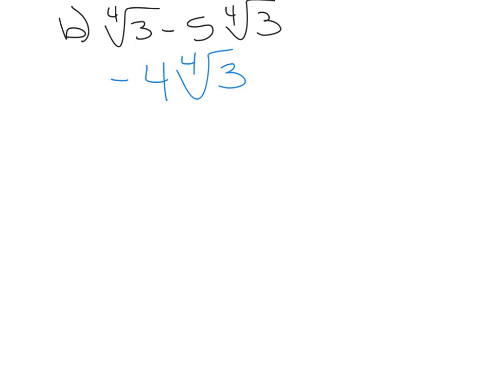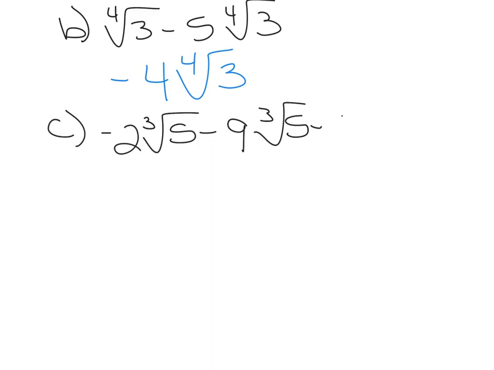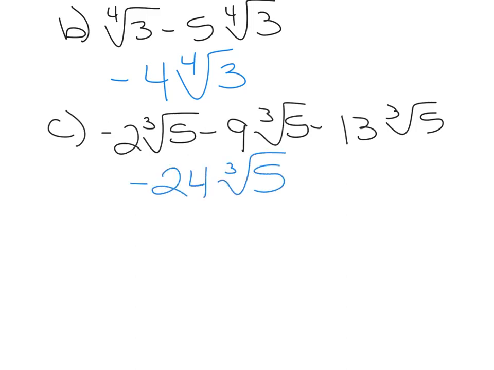Letter C says negative 2 times the cubed root of 5 minus 9 times the cubed root of 5 minus 13 times the cubed root of 5. Can we add these? Yes, we can. They all have the cubed root of 5. So negative 2 minus 9 is negative 11, minus 13 is negative 24. So our coefficient is negative 24. Our radical stays the same, cubed root of 5.